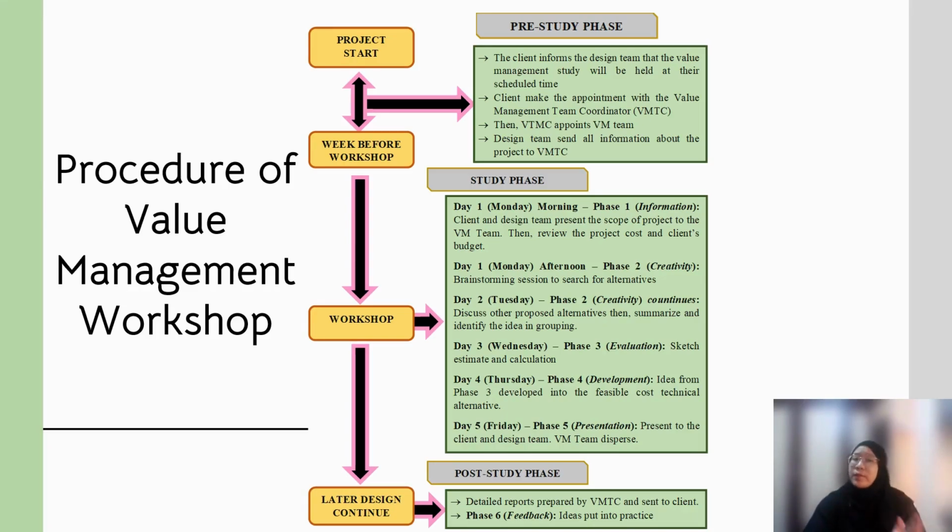I will continue with the flowchart of the procedure of the value management workshop. This whole value study process started from the pre-study phase where the client has a meeting with VMTC, then the VM team was appointed. Then the design team sends all the information about the project to VMTC, and this process took 5 days. After that, the study phase took place and the process took 5 days from Monday to Friday, and followed by the post-study phase where the detailed reports prepared by VMTC were sent to the client.